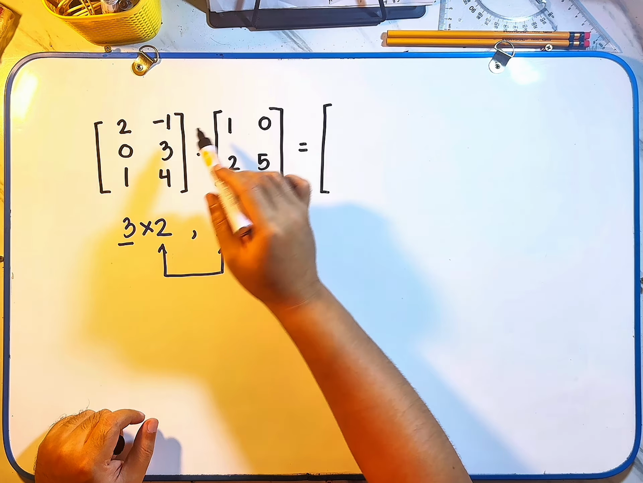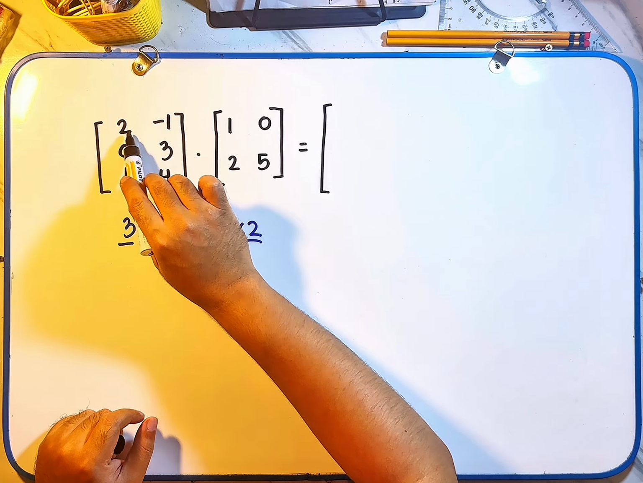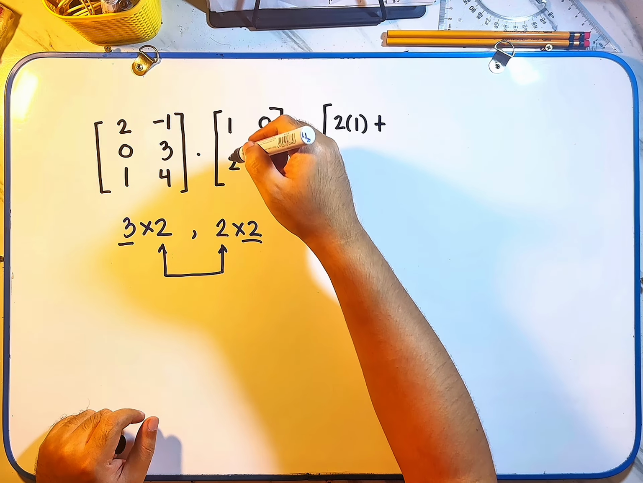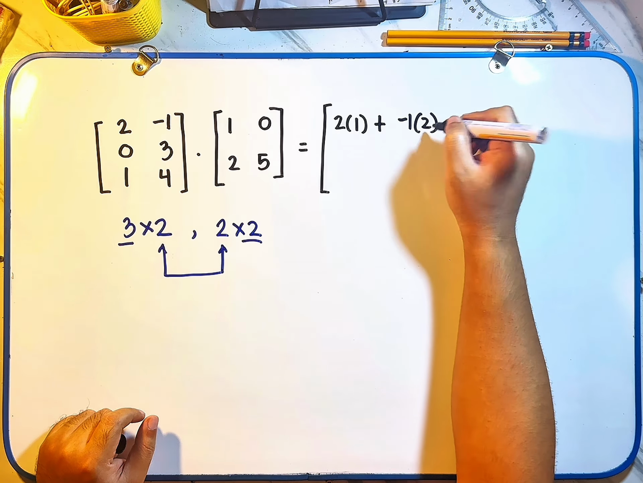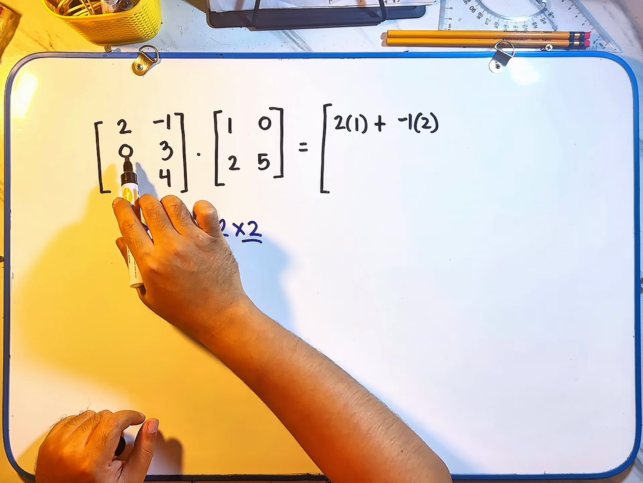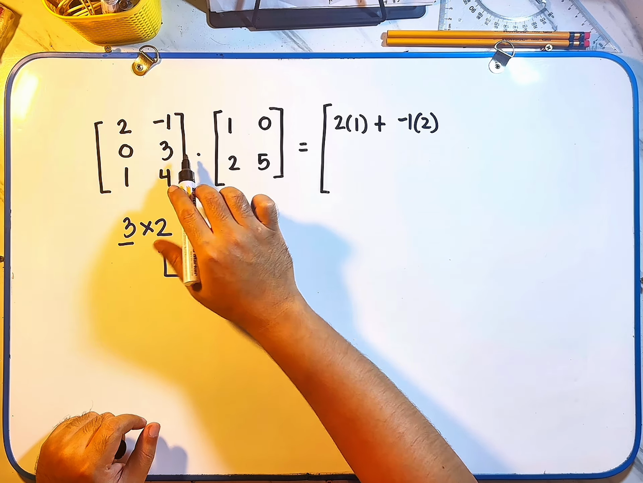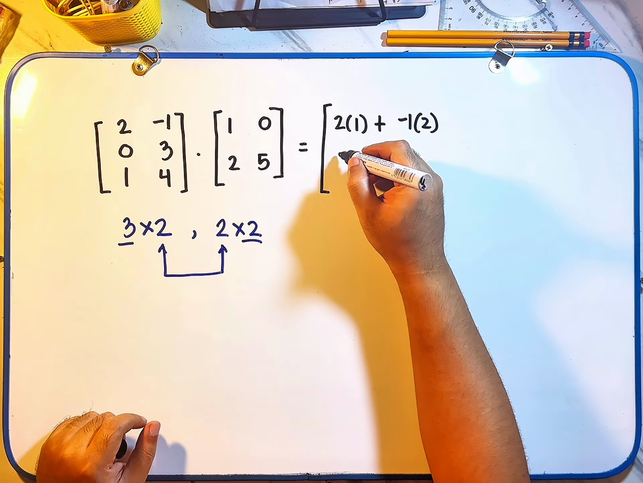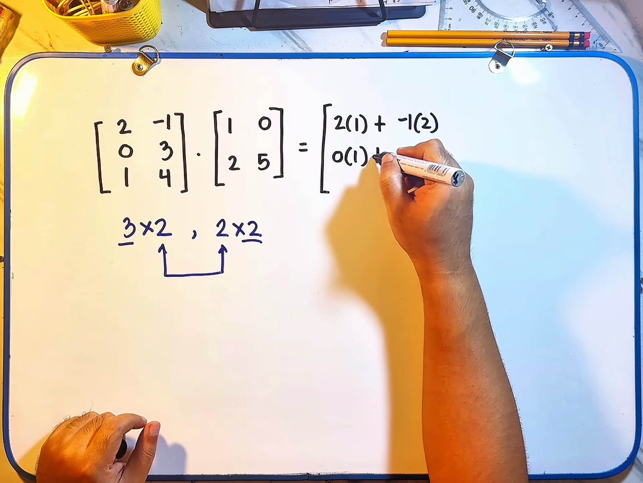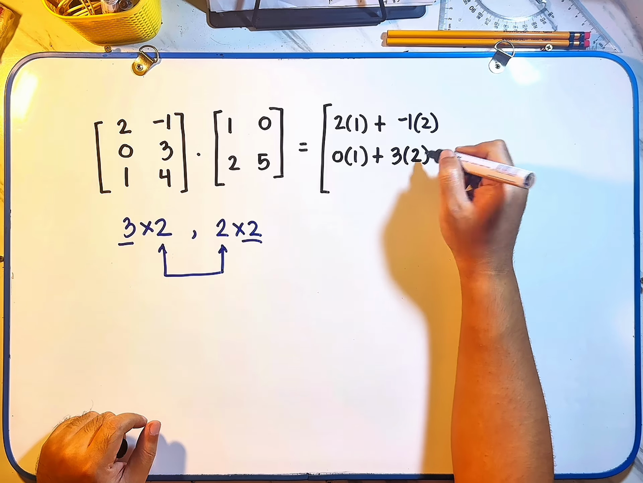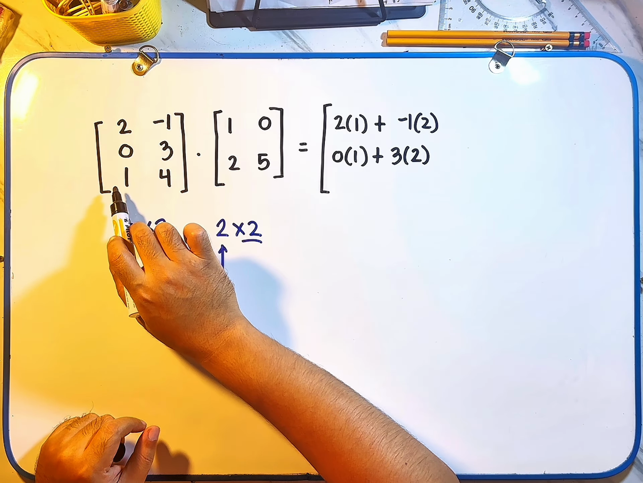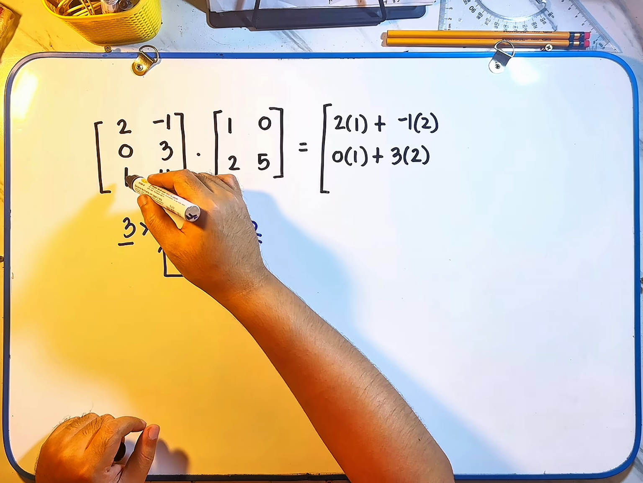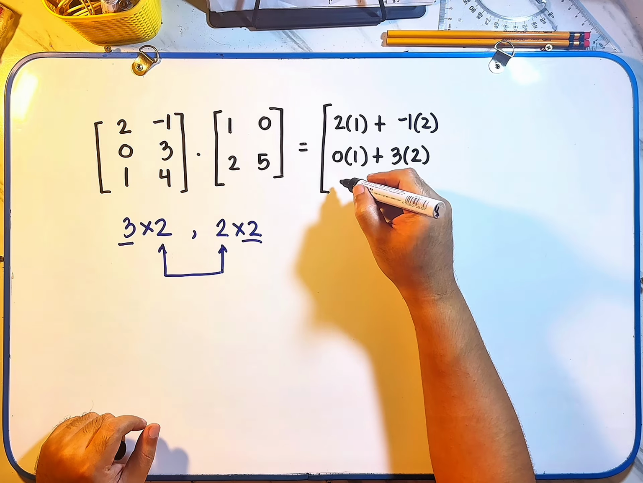All right, let's proceed to multiplication. Let's multiply the first row by the first column. So 2 times 1 plus -1 times 2. Next, multiply the second row to the first column. 0 times 1 plus 3 times 2. And for the third row, multiply the third row to the first column. 1 times 1 plus 4 times 2.